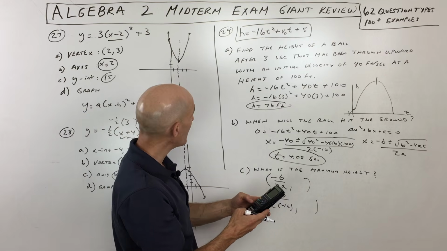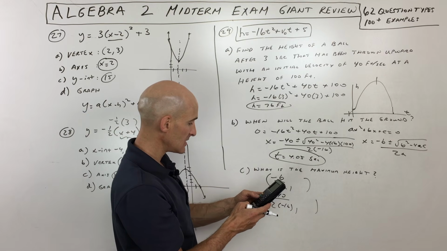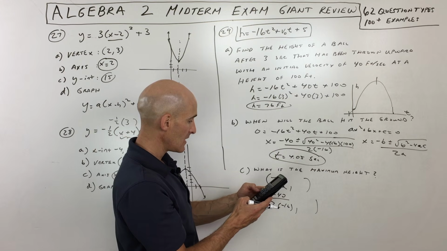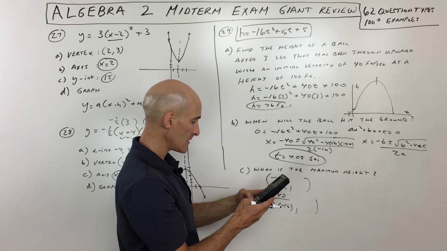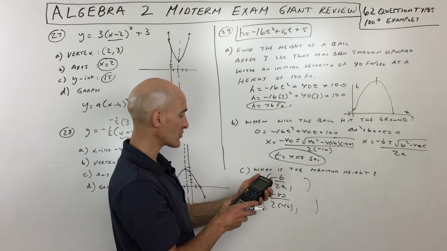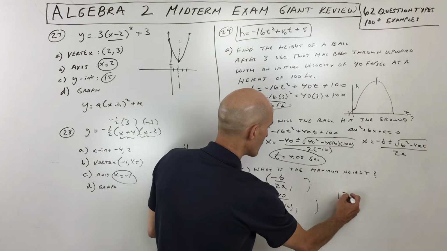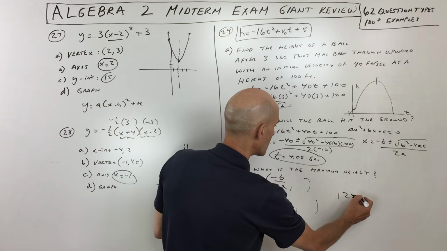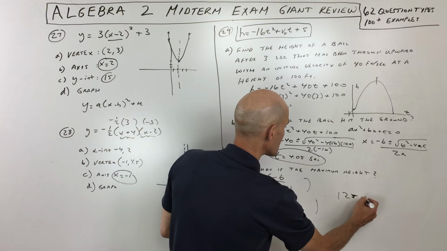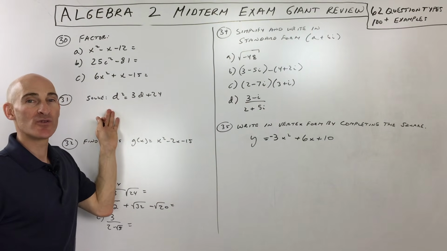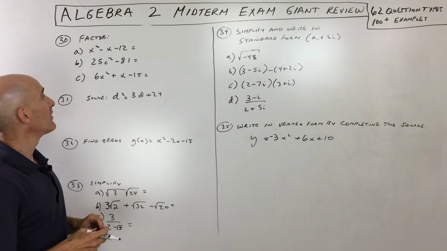Store under x value. We've got negative 16 x squared. You guys can check my math on this and make sure that I'm doing it correctly. Okay, and it looks like it's coming out to 125 feet. So that's going to be your maximum height after 1.25 seconds, 125 feet.